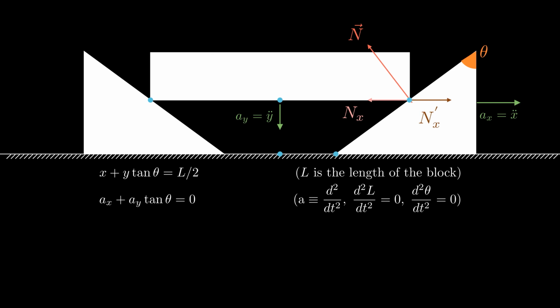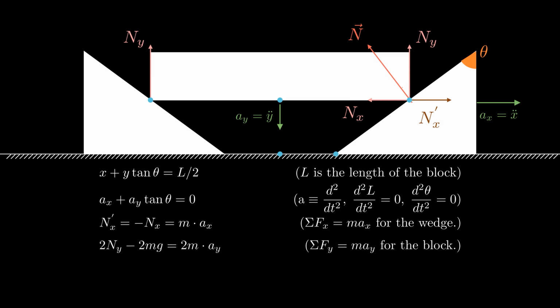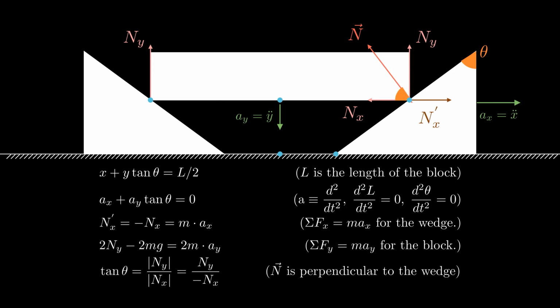The block will accelerate under the influence of gravity as well as the symmetric vertical components at each side. We obtain two more equations applying Newton's second law for the block along the y-axis, and the right wedge along the x-axis. One additional equation is obtained through the right triangle formed by components of the normal force. The ratio of the magnitude of the components provides the tangent of the angle theta.